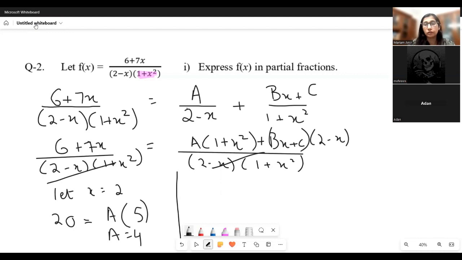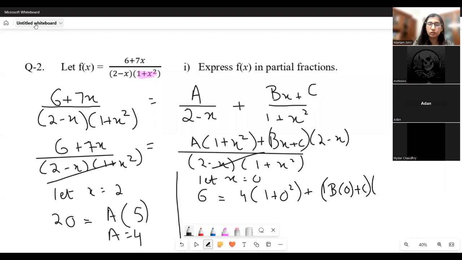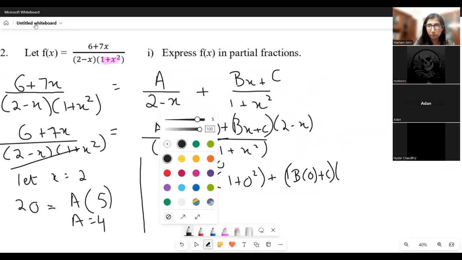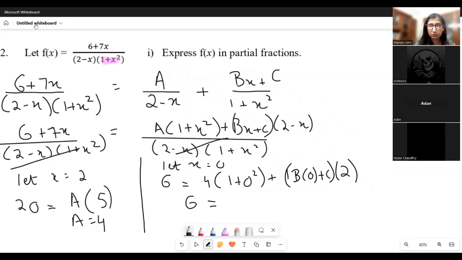First, we can eliminate B by substituting x equals 0. So let x equal 0, which gives us 6 equals A times (1 plus 0 squared). In fact, we already have the value of A, so that's 4. Plus B is going to be eliminated, plus C times (2 minus 0), so that's 2. So we have 6 equals 4 plus 2C. So we get 2 equals 2C. So we get C equals 1.